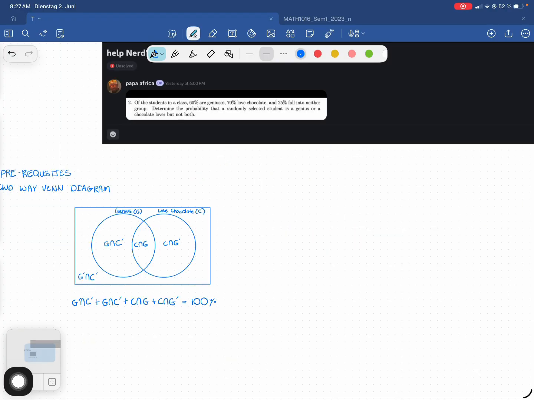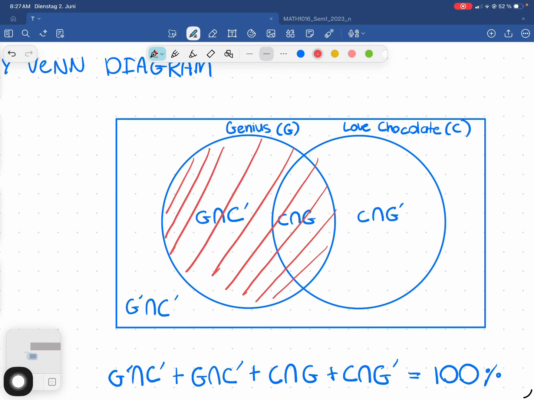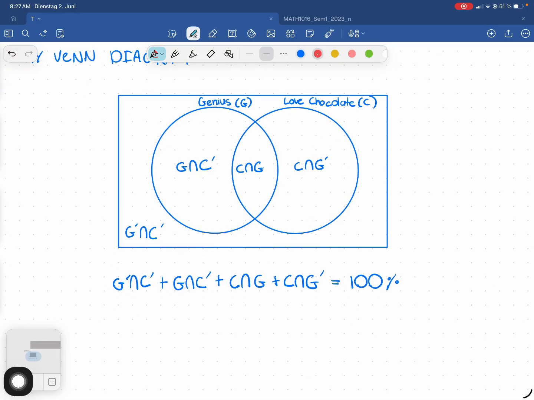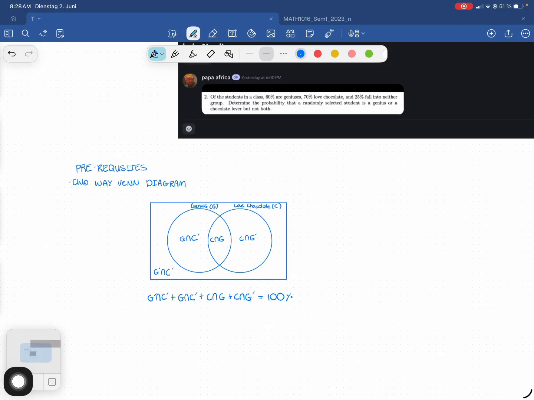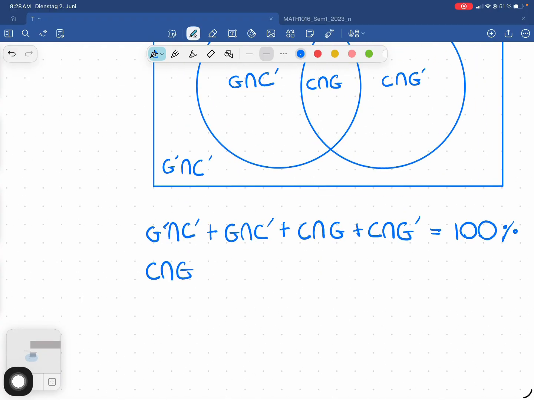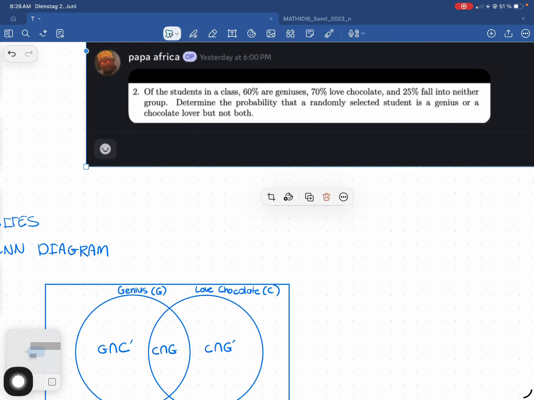60% are geniuses. That means we have to somehow represent this red area. It doesn't matter whether they like chocolate or they don't like chocolate. In this case, they're still geniuses in this area. So how do we represent this red area? Well, we can just do G and C, the geniuses that love chocolate, plus G and not C, the geniuses that don't love chocolate, is equal to 60%.